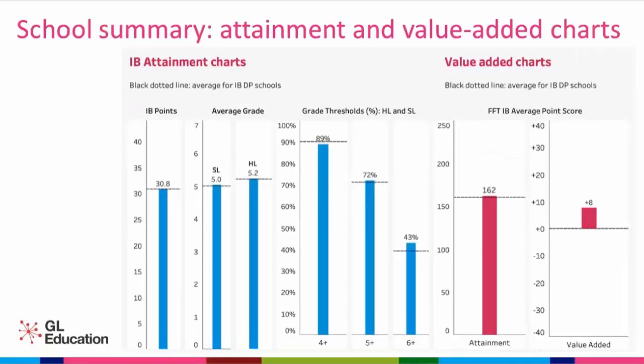We also show performance that allows you to benchmark your performance to other schools. So here we've got an example of a chart that shows your attainment here and value added on the right hand side. And we're comparing your performance to the benchmark for the group of international schools that are participating in this value added service. So the dotted line is the benchmark, and that will help you put your school in the context of other similar international schools.